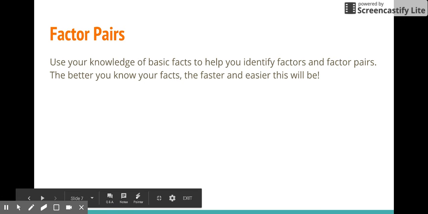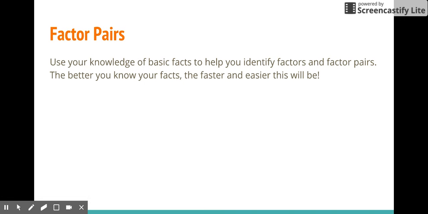It's really important that you use your knowledge of basic facts to help you identify factors and factor pairs. The better you know your facts, the faster and the easier this will be for you. Make sure that you're practicing them so that you can find factor pairs and factors easily.